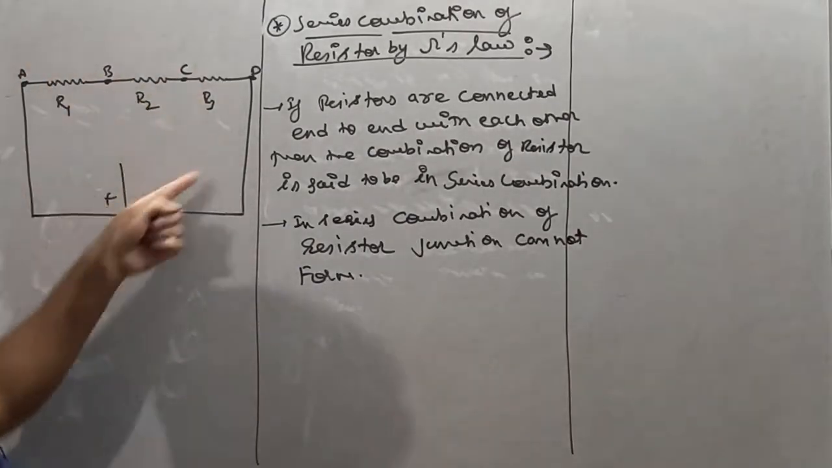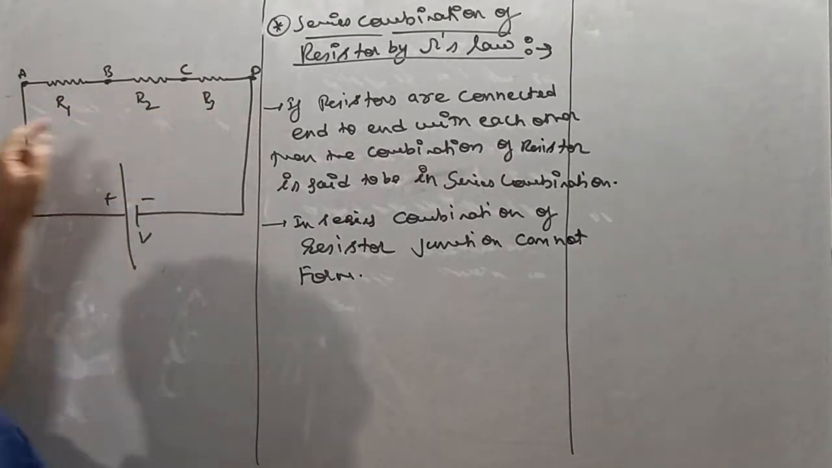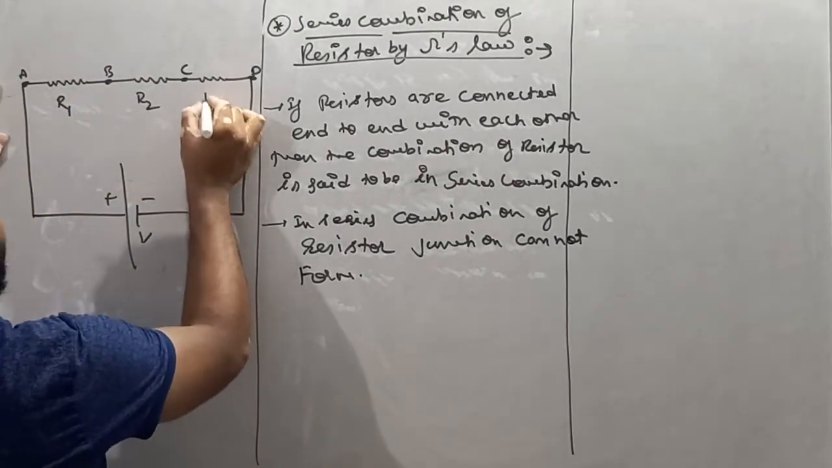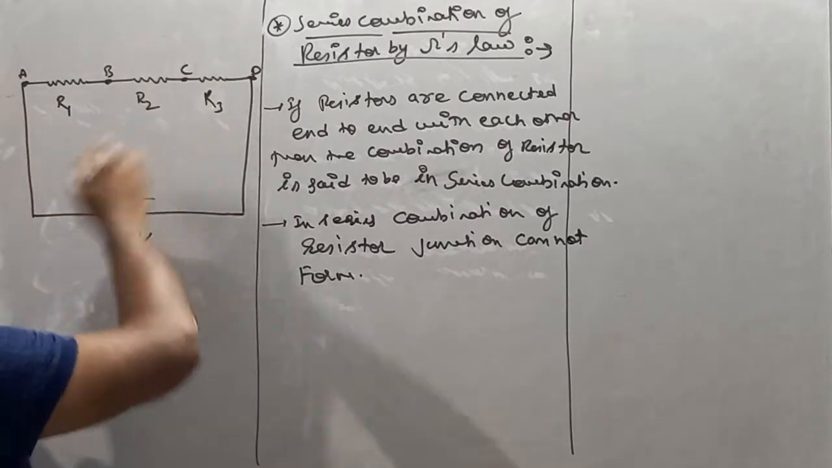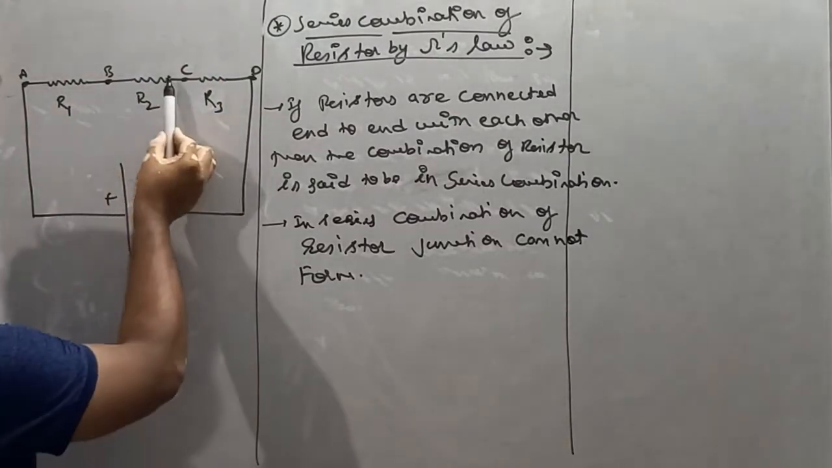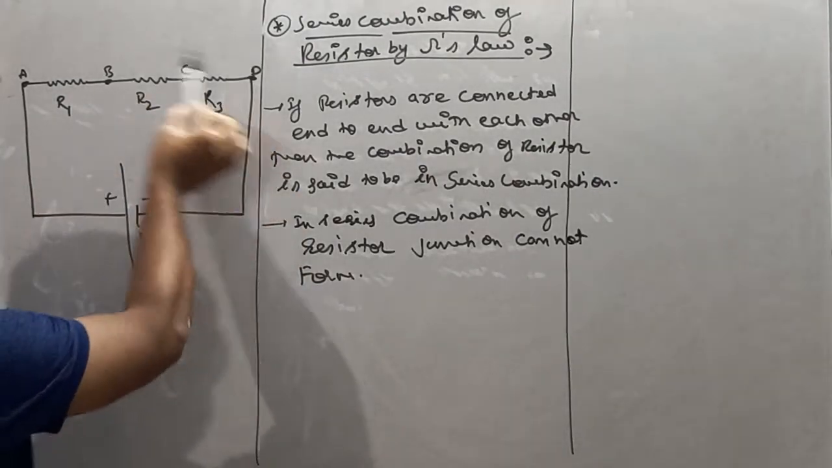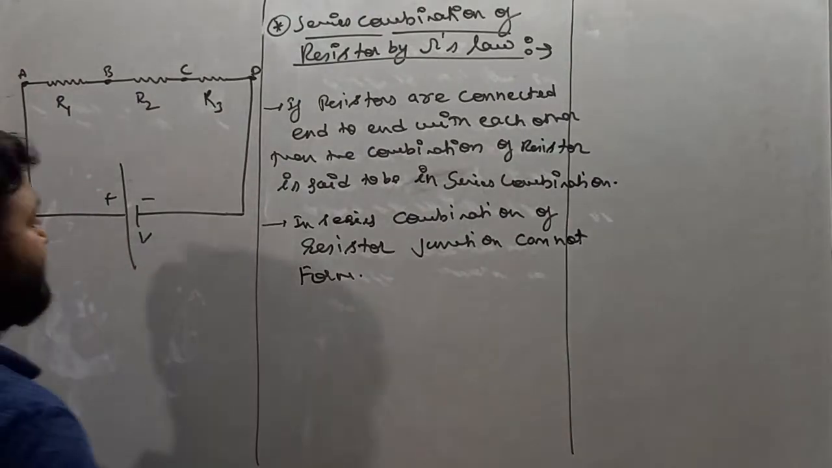So check it out, my dear student. Here no junction is there. All the resistors are connected end to end with each other. So this combination of resistors is said to be in series combination. The first resistor is connected with the other end of the resistor, and the second resistor is connected with the third resistor. So this is basically how we say series combination of resistors.